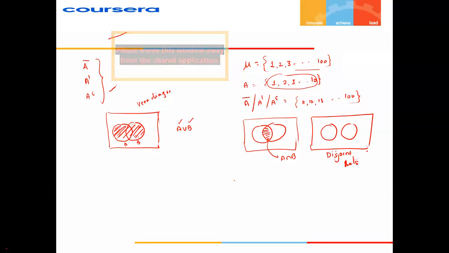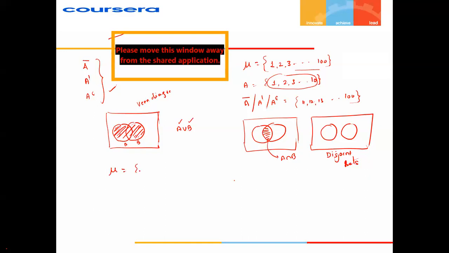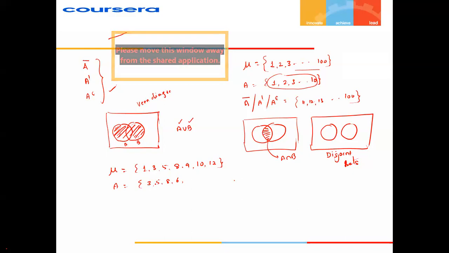Now, for some numericals. I hope you understood what A union B is, what A intersection B is, and what the complement is. Now we'll play with these things. Suppose mu is given as 1, 3, 5, 8, 9. Once we understand this, we'll go with some numericals. If A equals 3, 5, 8, 9, and B equals 9, 8, 10, something like this.